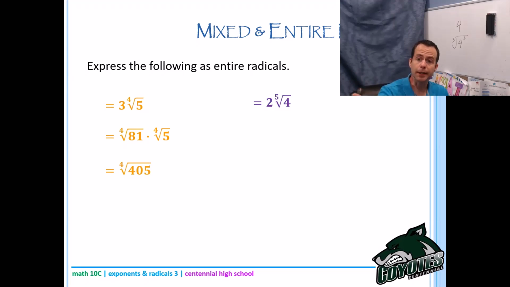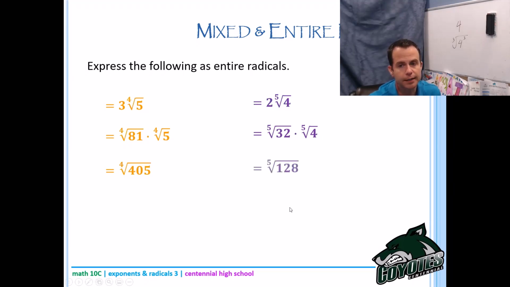Okay, so then we can play the game with the fifth root. So the fifth root of 2 to the 5 would be 2. So I figure out what 2 to the 5 is, that's 32. So I know that the fifth root of 32 would be 2. So I change my 2 to the fifth root of 32, and now I can multiply the radicands together, so I get the fifth root of 128.